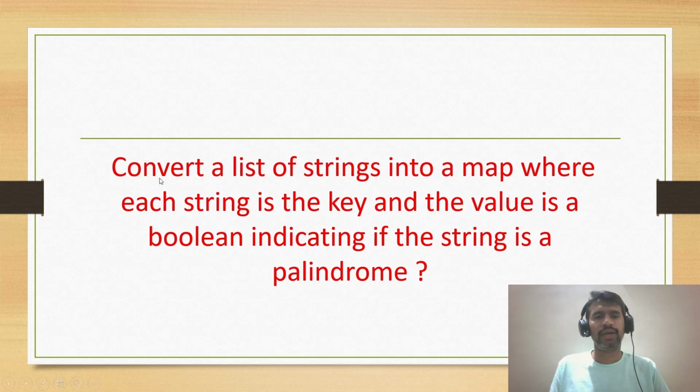The question is we have to convert a list of strings into a map where each string is a key and the value is a boolean indicating if the string is a palindrome or not. We'll be given a list of strings, and we have to convert it into a map where the string is the key and the value should say whether the given string is a palindrome or not. It looks tricky, but it is not. Let's see how to do it.